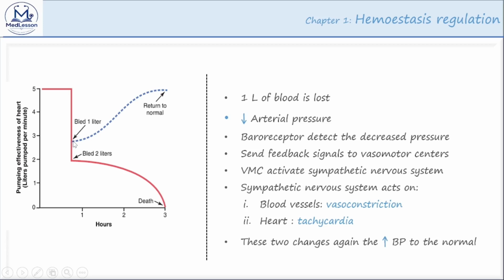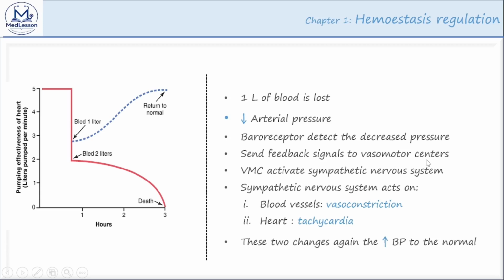By bleeding or any reason. If someone loses 1 liter of the blood, after around 3 hours he will return to the normal. By which mechanism? Let's see. 1 liter of the blood is lost, so the arterial pressure decreases because blood volume is decreased. Baroreceptor system detect the decreased pressure, send feedback signal to the vasomotor centers.